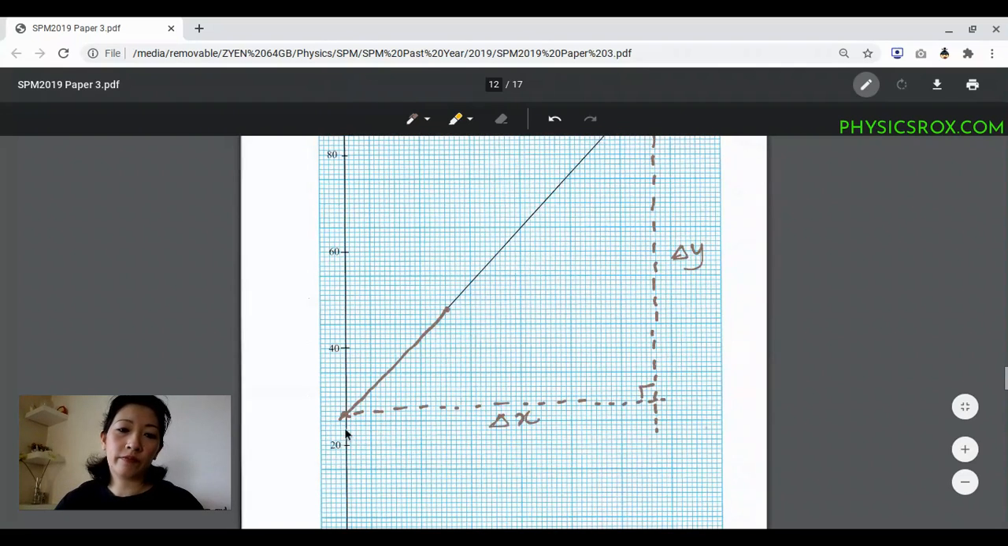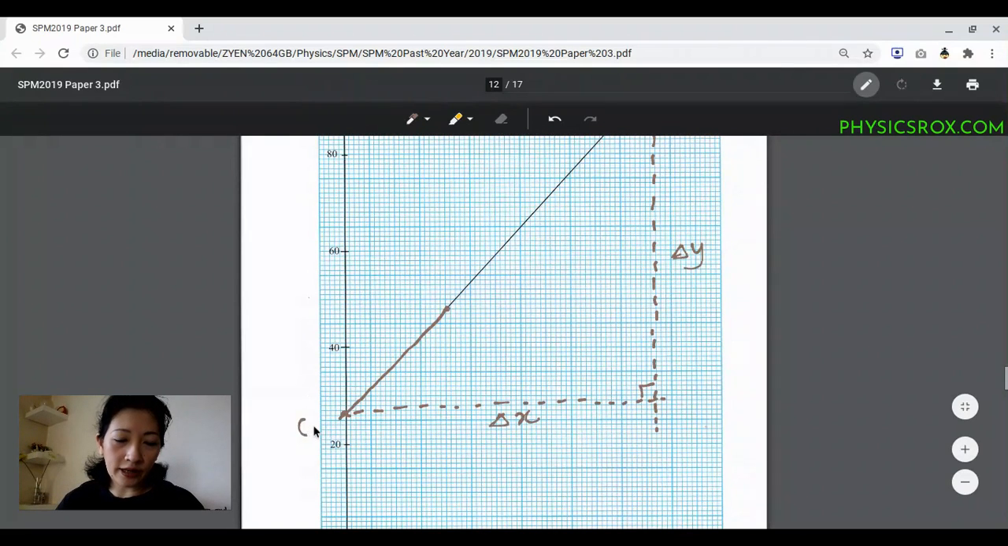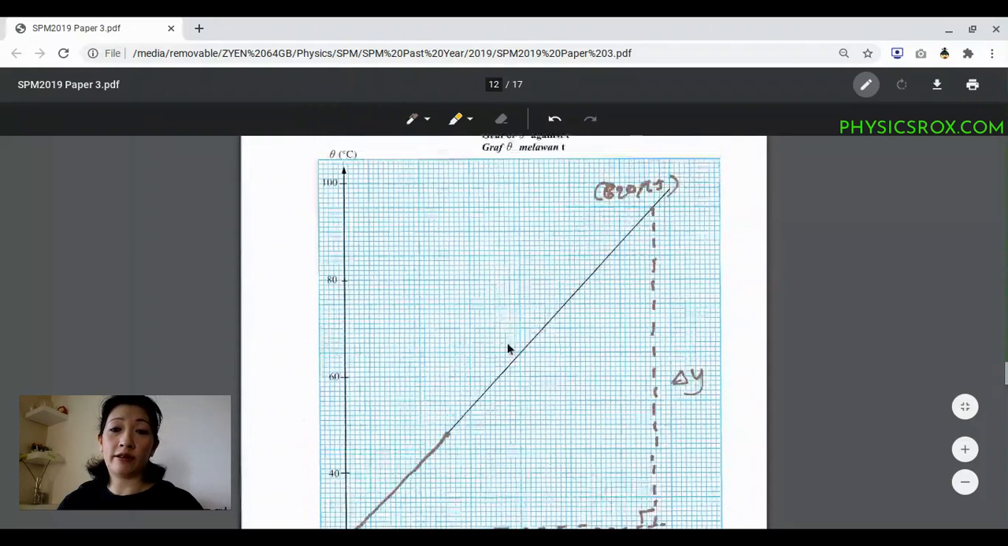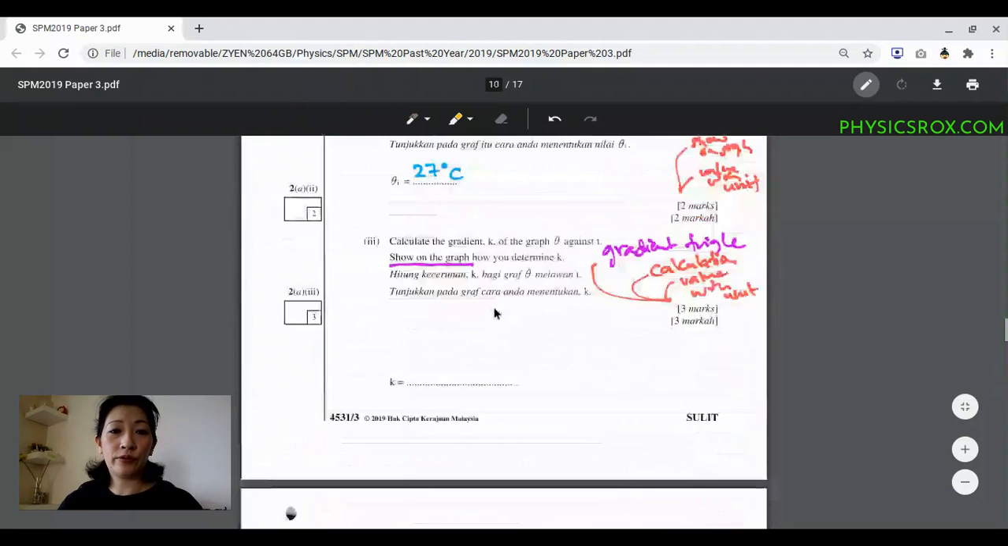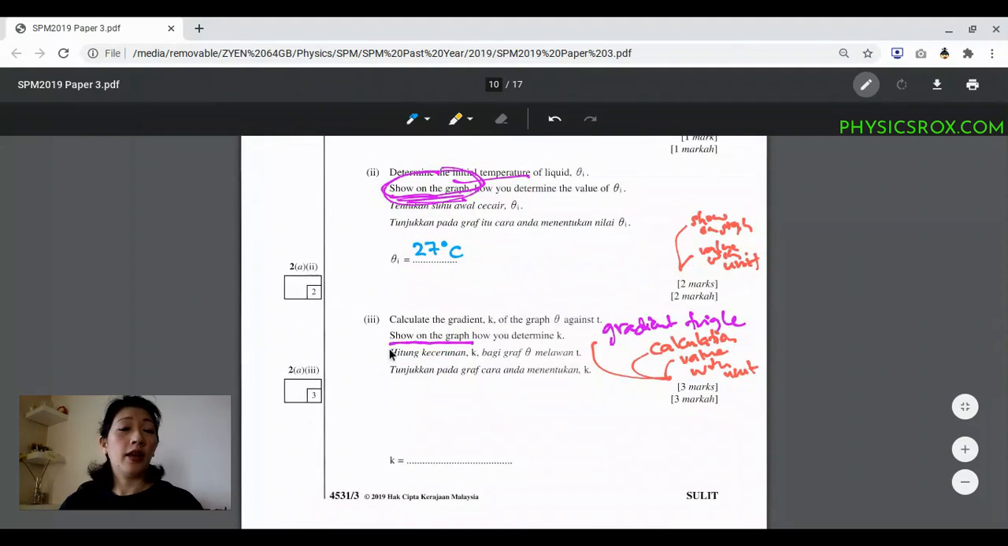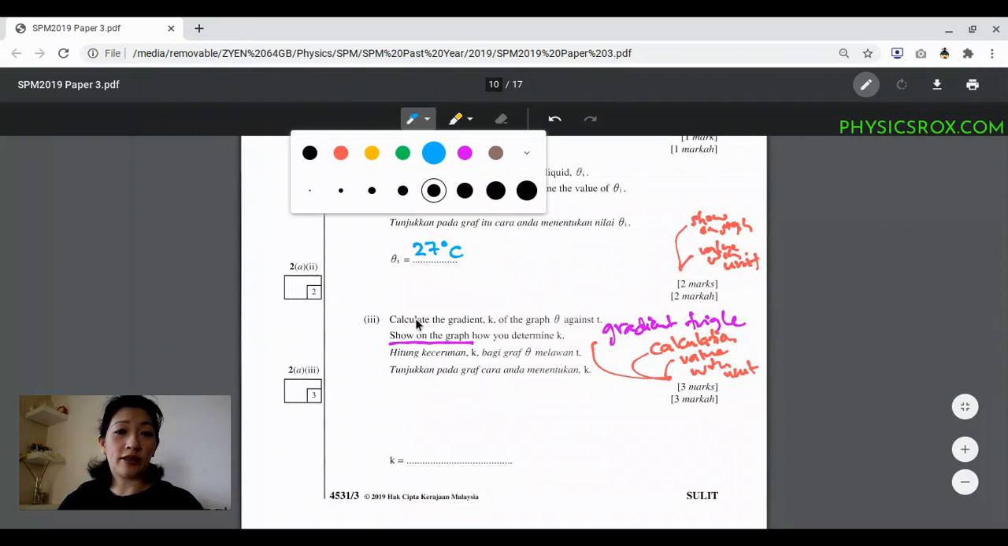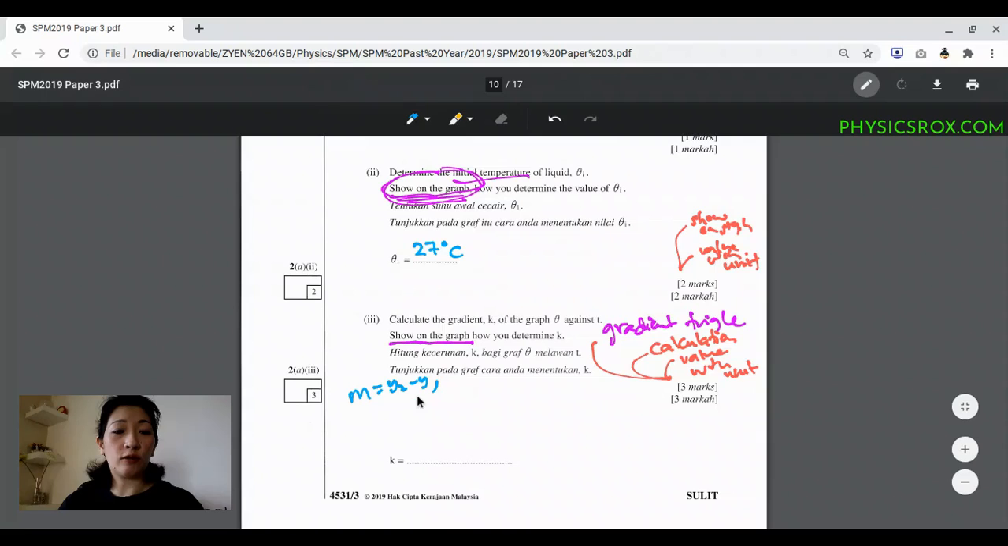620 and 95. And this is, of course, 0.27. So make sure that you put the values in correctly. So let's go back to, so let's calculate the gradient then. If you remember the gradient calculation, it is y2 minus y1 over x2 minus x1. Of course, just put in the values that you get from your own gradient triangle. So in my case, it was 95 minus 27 over 620 minus 0.